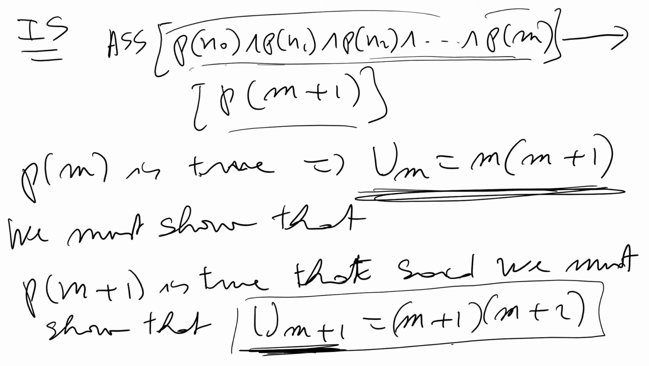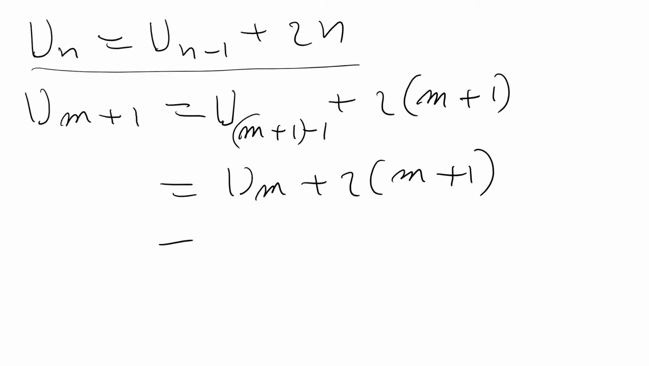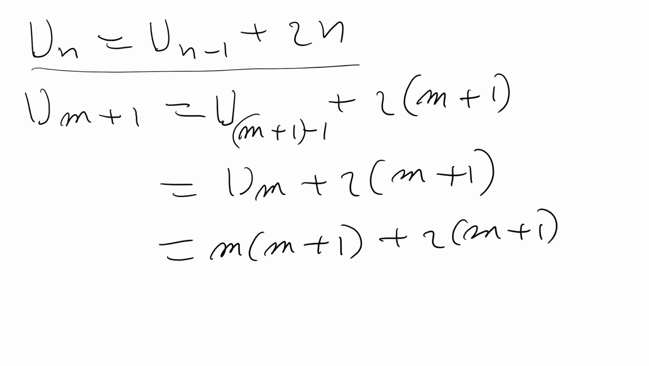So this is assumed to be true. So we replace, this is going to be m times m plus 1, right? Then plus 2 times m plus 1. So this replacement is because of the inductive hypothesis. Just because that statement, saying that P of m is true, is the inductive hypothesis.